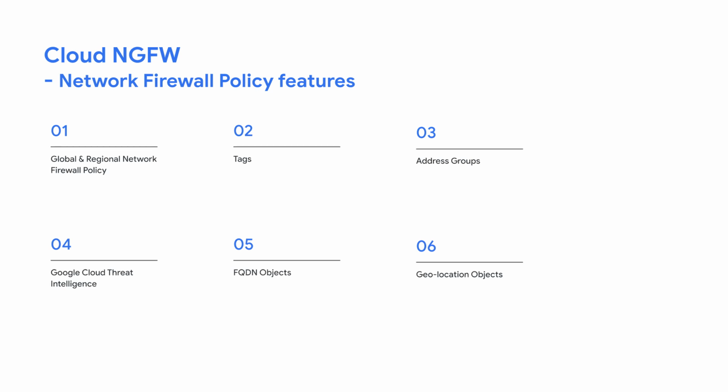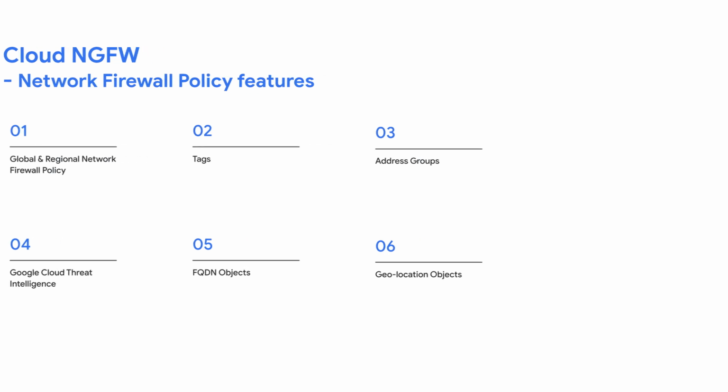Network Firewall policy acts as a container for firewall rules and is enforced at the VPC level. Network Firewall policies can be global or regional. With the introduction of Network Firewall policies comes the use of tags, a key value pair defined at the organization or project level of the resource hierarchy. Such a tag contains an IAM access control that specifies who can do what on the tag. Additionally, there is support for address groups, Google Cloud Threat Intelligence, FQDN objects, and geolocation objects.